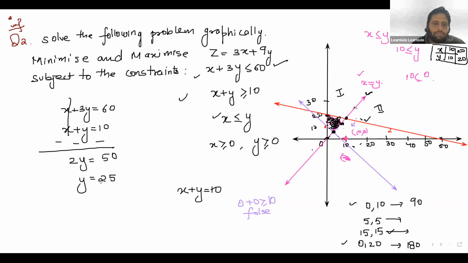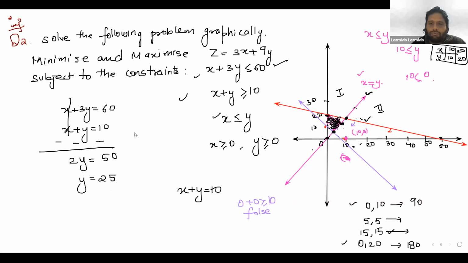Okay, so now put this here. You will get 180 is max and 90 is min. Yes, that's correct. So which equation are you solving? That's the point.